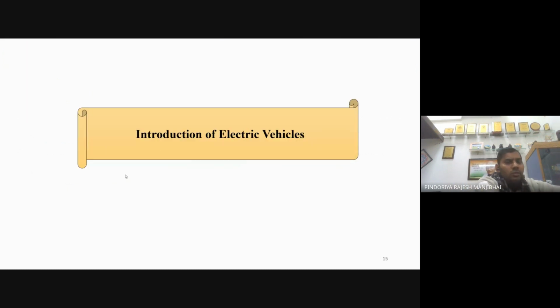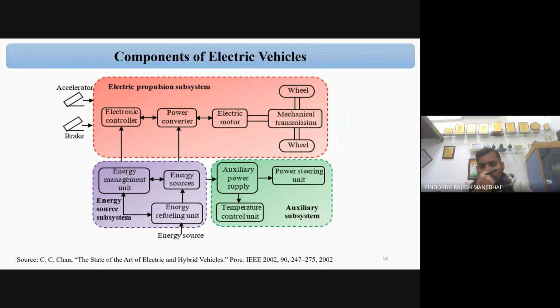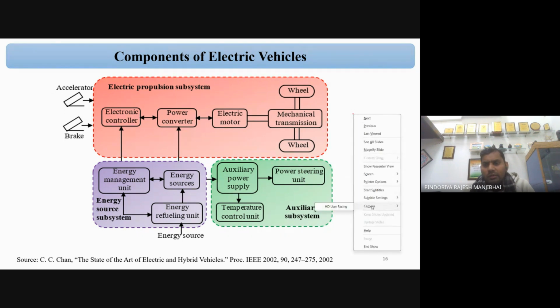Now we can discuss the electric vehicle. Correct? So now we can discuss the electric vehicle. Before going into detail about the electric vehicle, first we can understand the overall major components of electric vehicles. Okay. So we can say we have three subsystems for the electric vehicle. Just 1 minute.